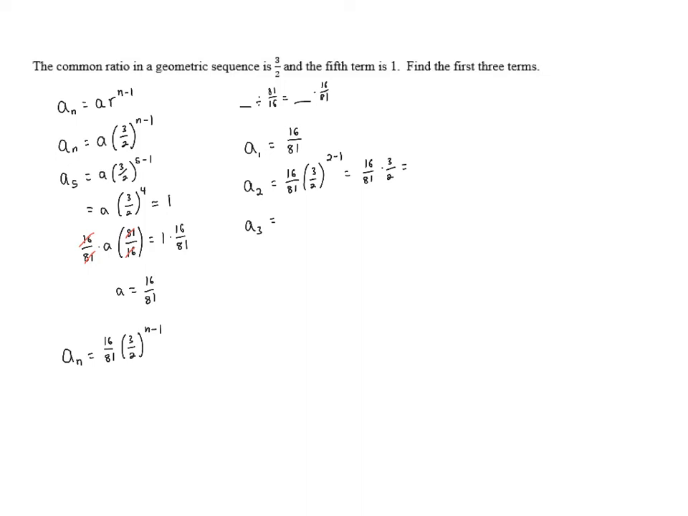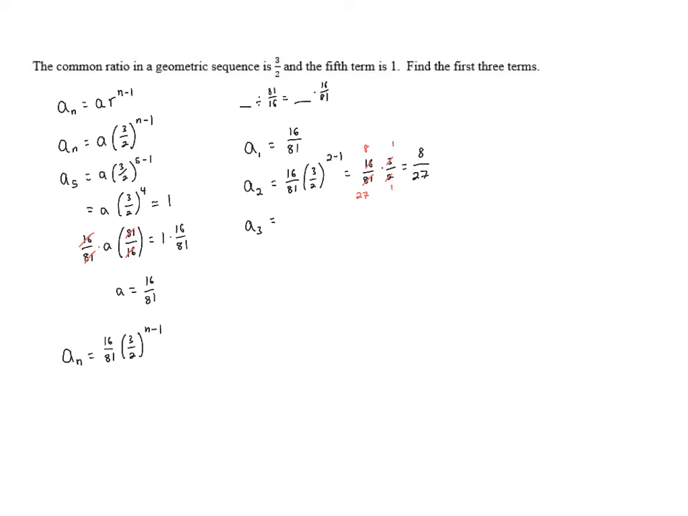If we cross cancel, the 3 can be reduced against the 81. When we divide those both by 3, we get 1 and 27. 16 and 2 are both divisible by 2. When we reduce by 2, we get 8 and 1. And so once we've done this cross cancellation, we can see that we're left with 8/27. So that is the second term.